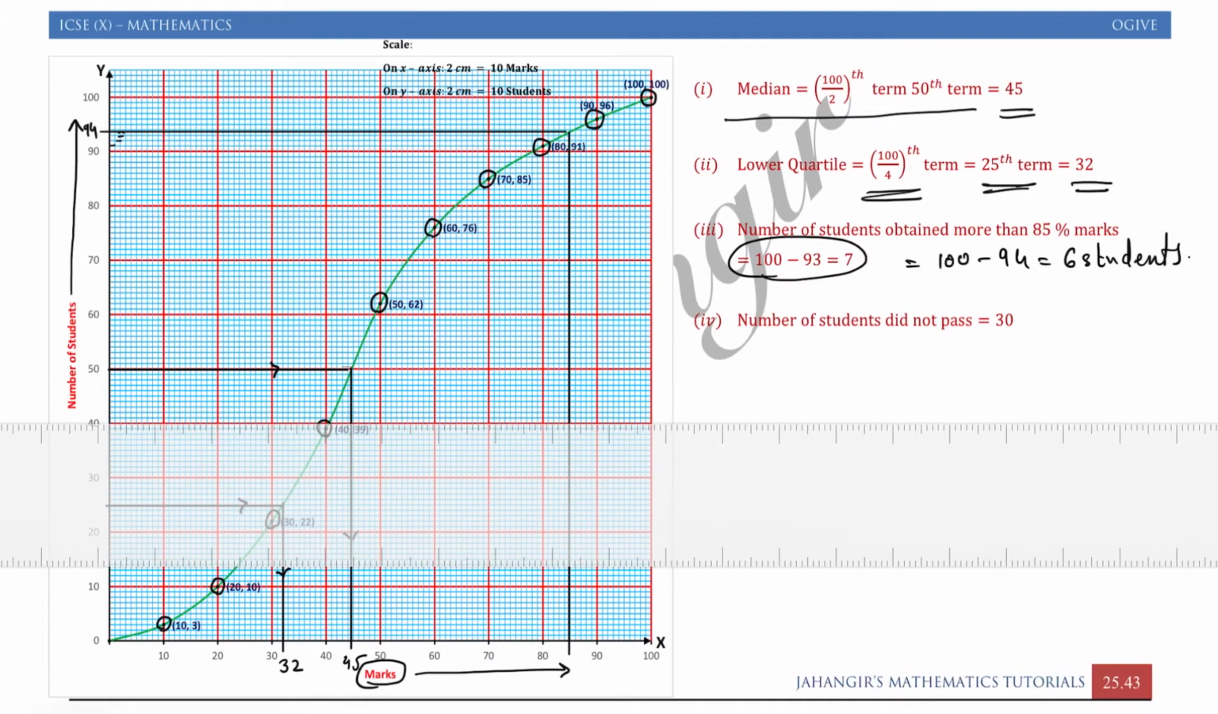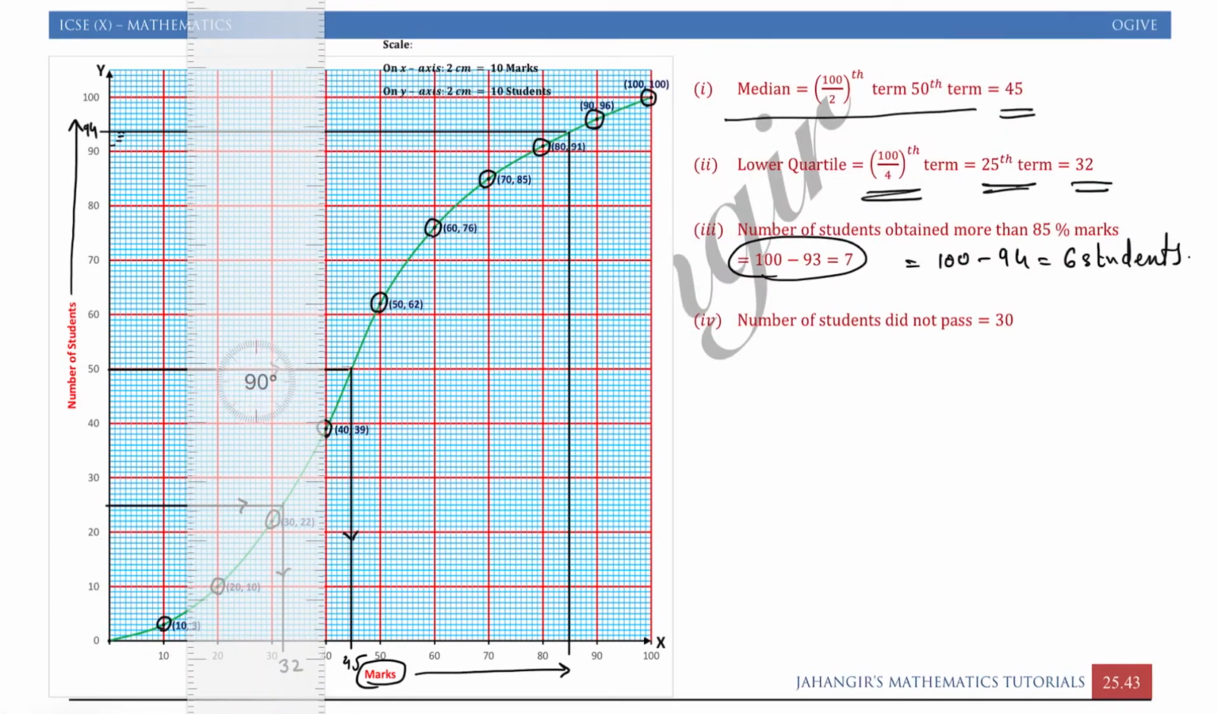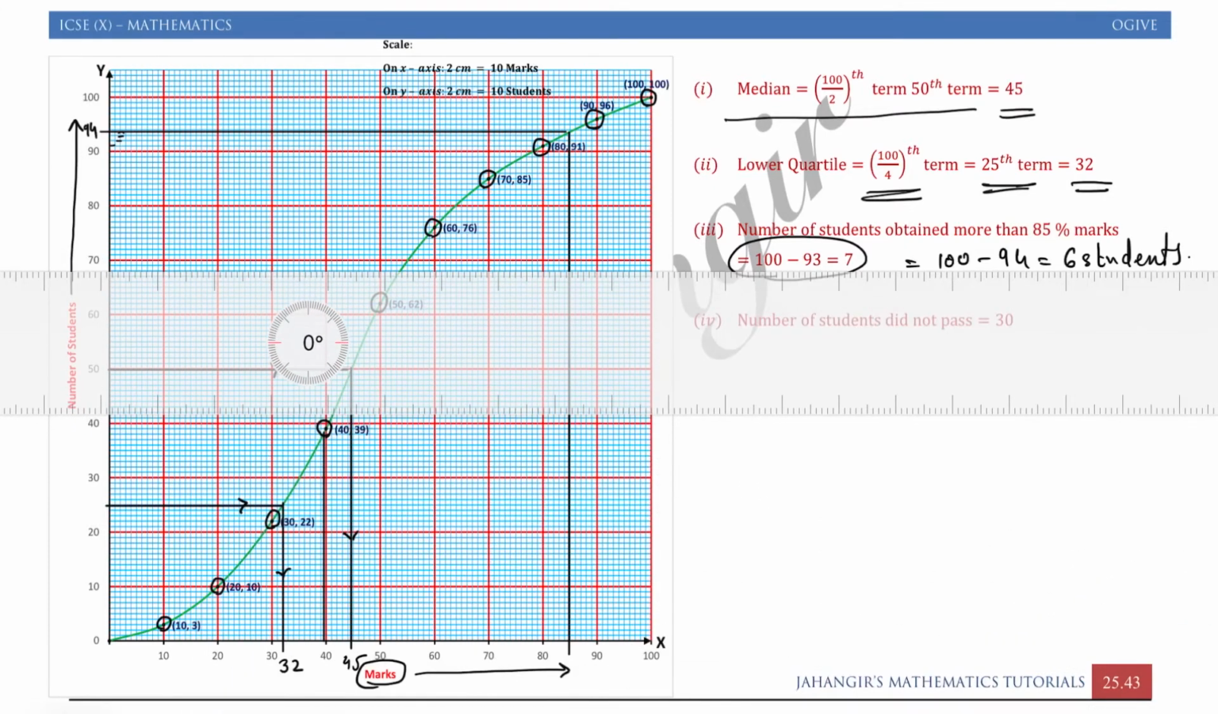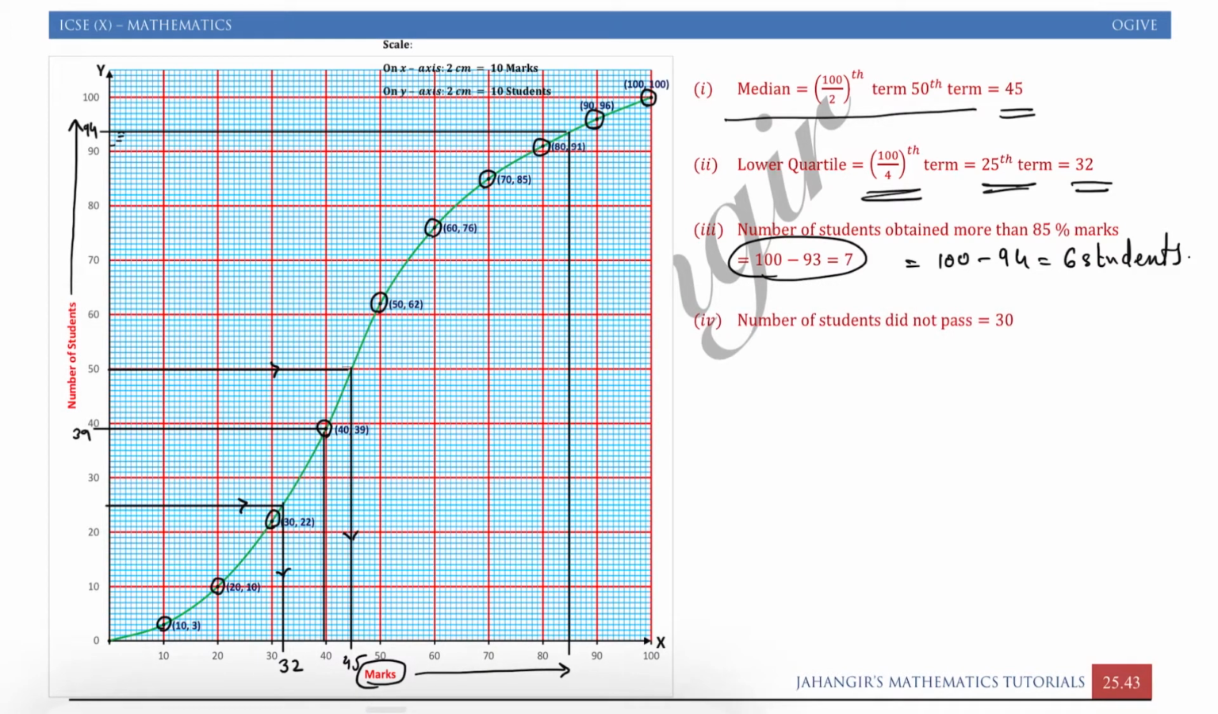Okay, you can get that. Now number of students who did not pass. If the pass marks is 40, so we will draw a horizontal line from 40, vertical line, and then we will draw horizontal. Reading is 39. So we can say 39 students did not pass. Number of students who did not pass is 39. Okay. Hope you have understood this properly.